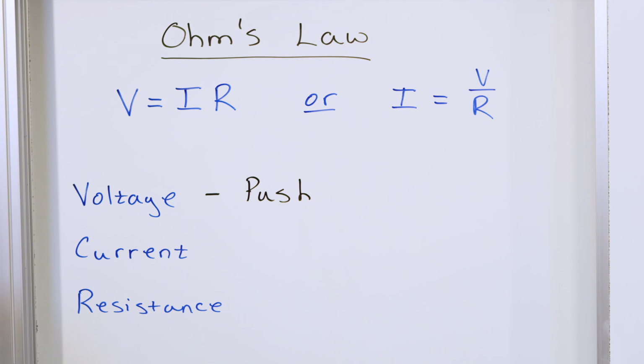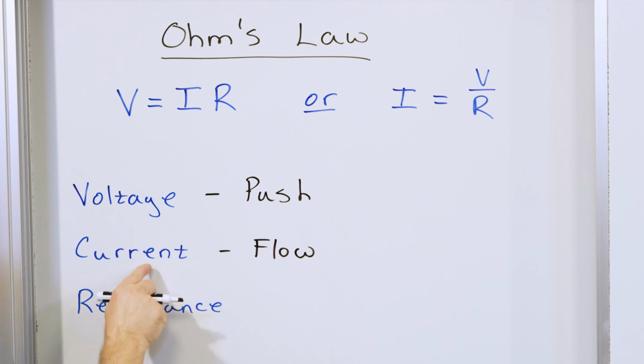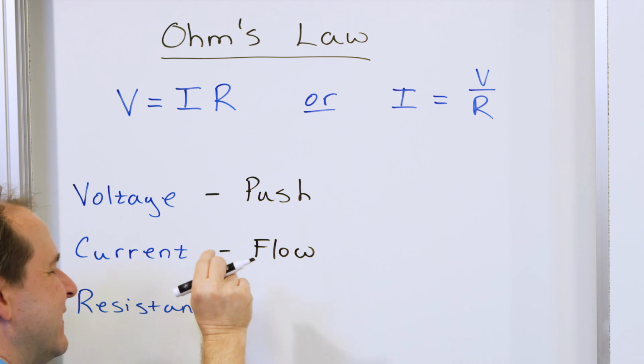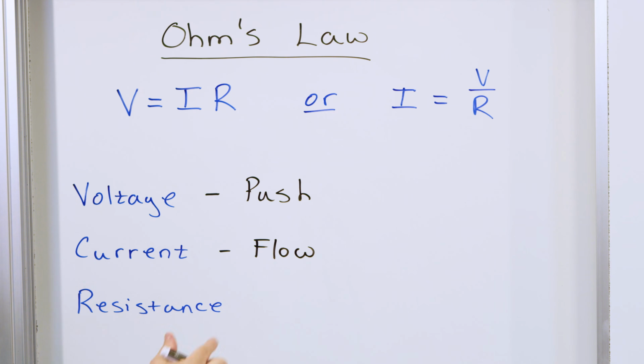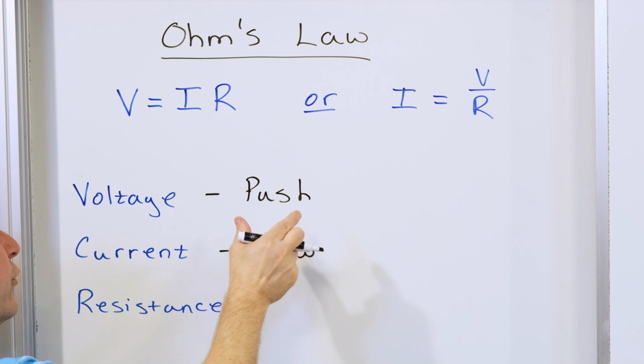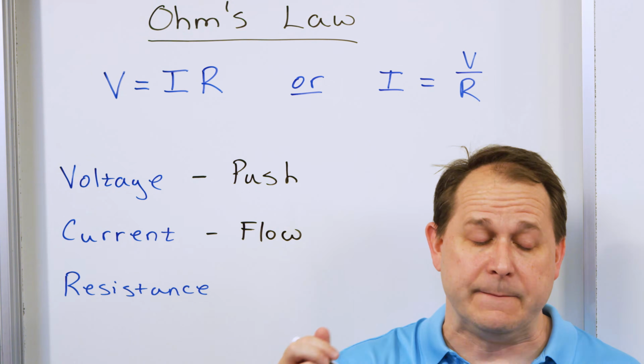It's the push, right? The electric current itself is what is actually flowing. It's what we call the flow. We're going to talk about the definition of current very soon. It's literally how many electrons per second are flowing past a point. It's like the water flowing in a river, whereas the voltage is maybe the height of a mountain.